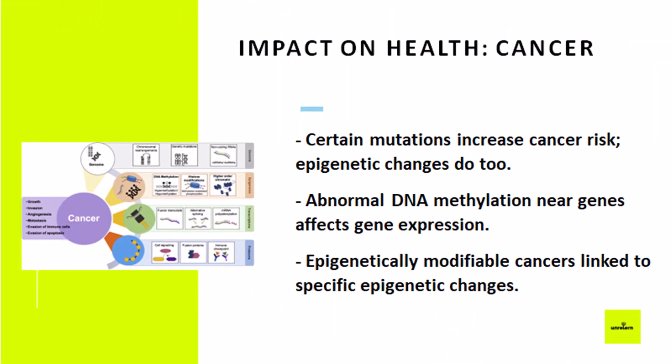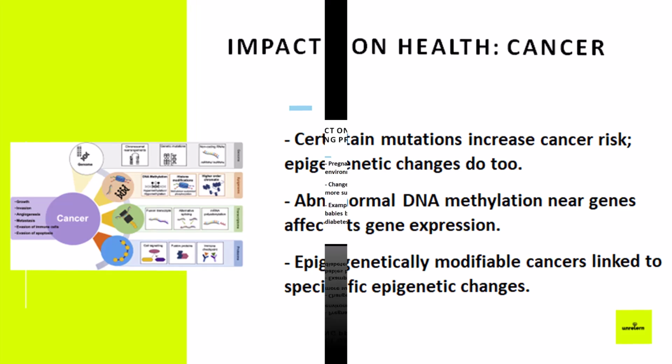Certain mutations increase cancer risk, and some epigenetic changes can do the same. For example, abnormal DNA methylation levels near specific genes can affect gene expression and raise the risk of certain cancers, which are termed as epigenetically modifiable cancers.